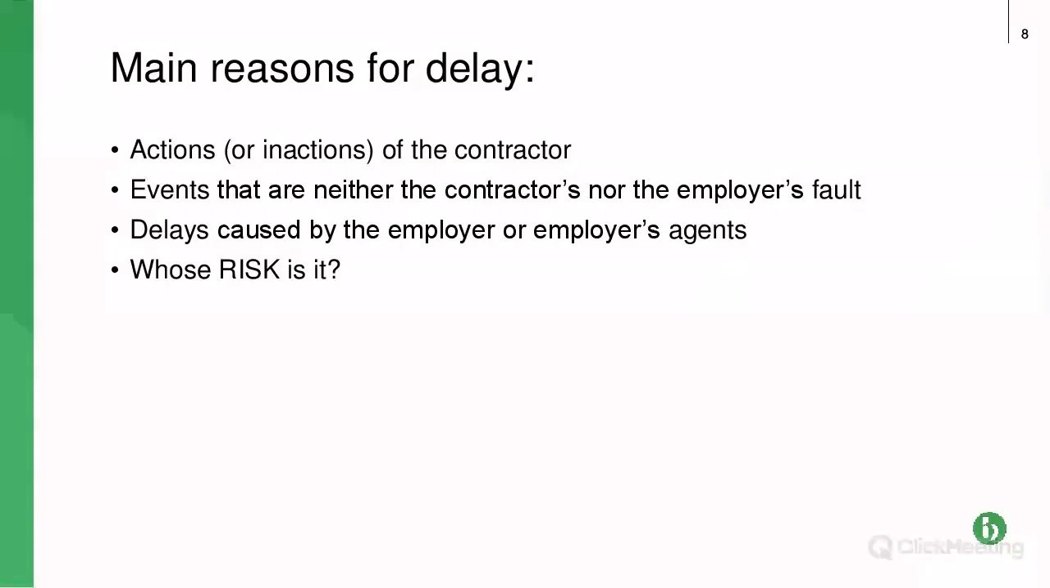There are also, so let's look at the third bullet point, delays caused by the employer or the employer's agent. So, the project manager is supposed to give consent to something by today. They fail to give that consent, therefore the contractor can't start work. That causes a delay, and typically that will be the employer's risk because they had control of that.